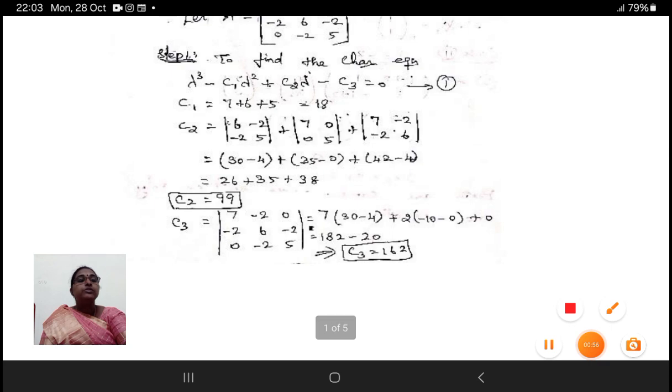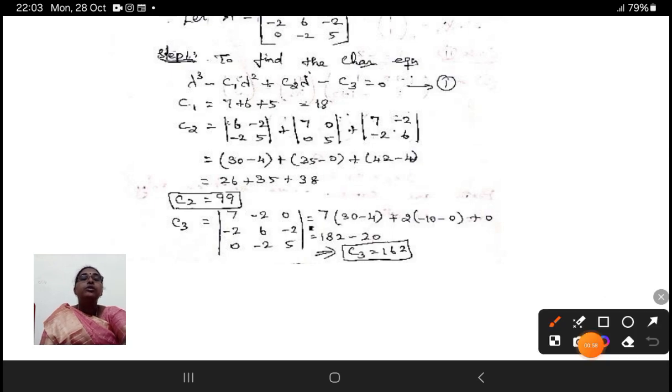The general form of the characteristic equation is lambda cube minus c1 lambda square plus c2 lambda minus c3 equal to 0, where c1, c2, c3 are constants. Now we can calculate c1. c1 is the sum of the main diagonal elements. Here the main diagonal elements are 7, 6 and 5. Adding these three values, we get 18.